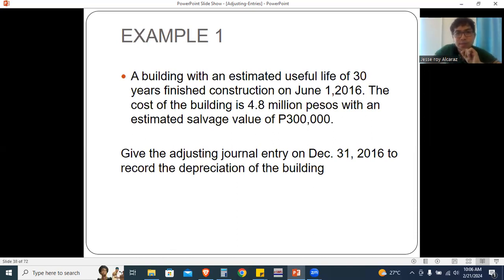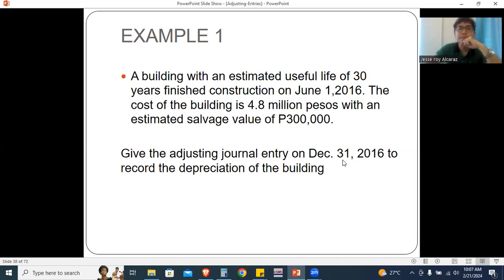A building with an estimated useful life of 30 years finished construction on June 1, 2016. The cost of the building is 4.8 million pesos with an estimated salvage value of 300,000. So let's identify the three elements relevant to the computation of our depreciation. The cost, which is 4.8 million, salvage value, which is 300,000, and the useful life, which is 30 years. It is also important to take note of the date, okay, the June 1, 2016. Now, we are required to give the adjusting entry on December 31.